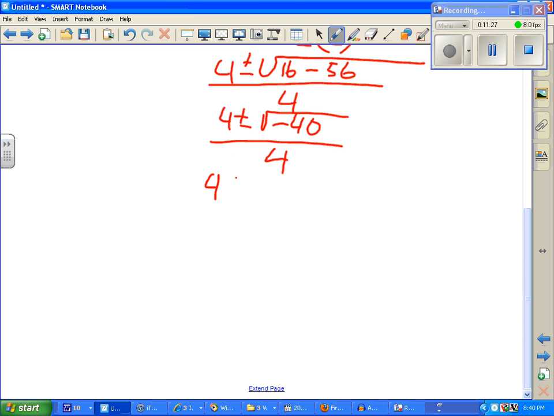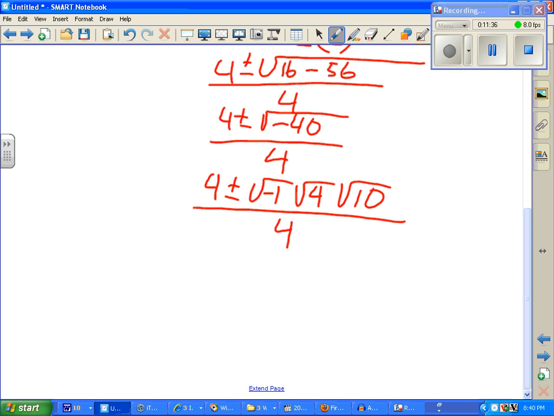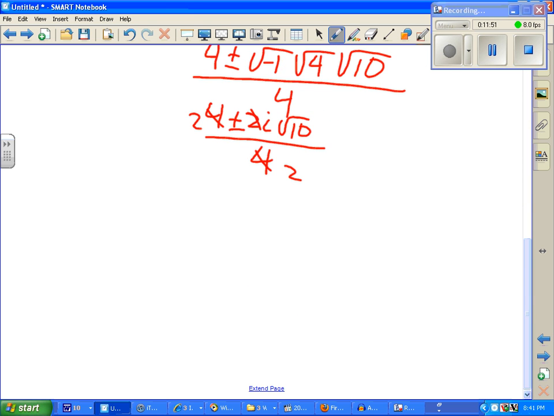We got 4 plus or minus the square root of negative 1. Break everything down. Square root of 4, square root of 10, over 4. So 4 plus or minus, let's see, we've got 2i root 10 over 4. So I can simplify everything here. This becomes a 2, this becomes a 2. 2 plus or minus i root 10 over 2, and there's your answer.